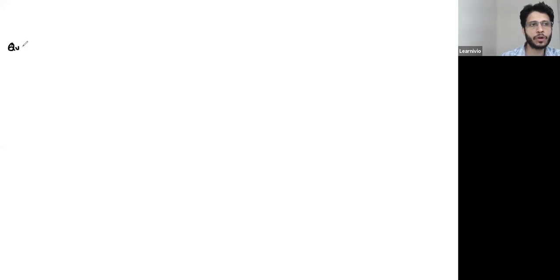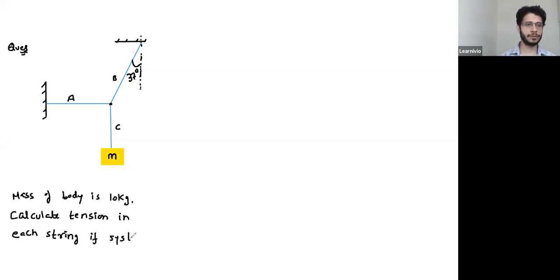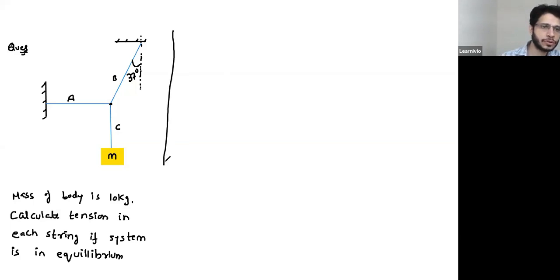Let's do some basic problems on equilibrium. The first question is: you have three strings, and you have to calculate the tension in each string if your system is in equilibrium. Let's name this point as point P. First of all, let's consider this mass M. How many forces are acting over this mass M? Can you decide the total number of forces acting on it?